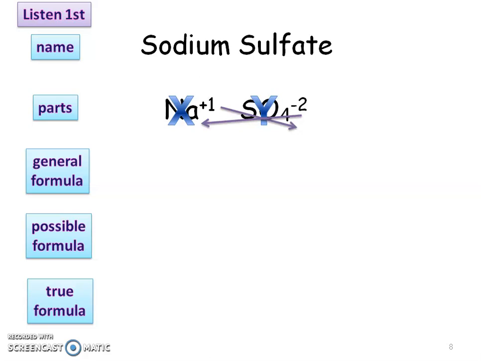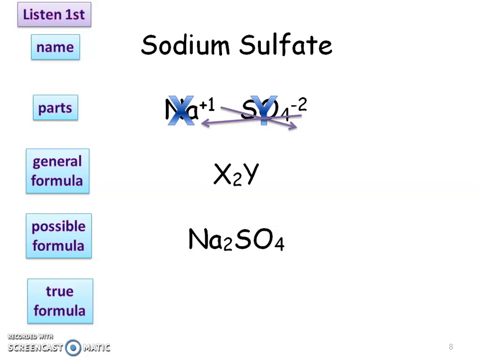So the general formula is going to be 2 x's with 1 y. Hopefully that makes sense. I'm just looking at the 2 parts and trying to figure out how many of each part I need according to that charge number. Okay, now let's plug in what was for x and what was for y.